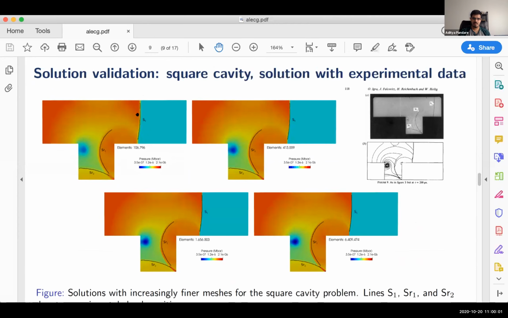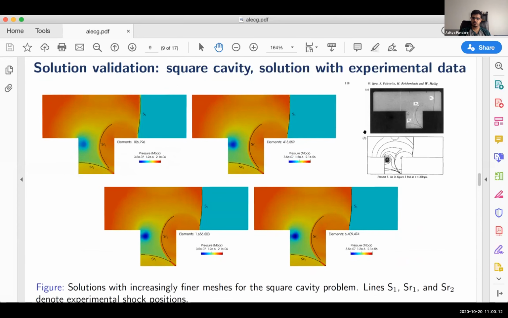So these black lines are basically the shock locations from the experiment. And on the top right, we have included the experimental solutions from the paper. And we can see that the shock locations are pretty accurate. They're not exactly accurate because this paper does not mention the timings correctly. There is some sort of ambiguity as to when the shock actually starts. We can try to match the shocks here and there, but there is some kind of ambiguity as to when the shock actually starts with regards to the experimental time.